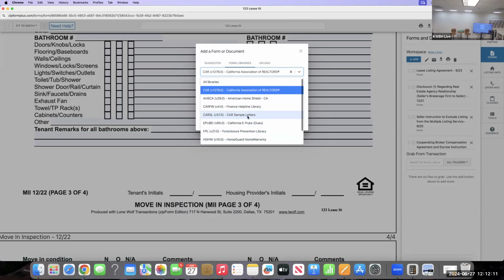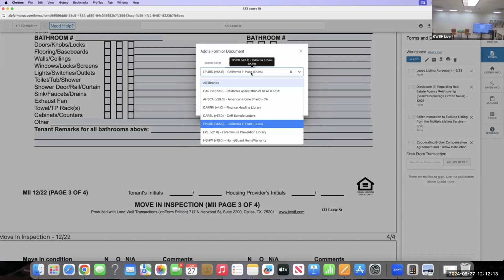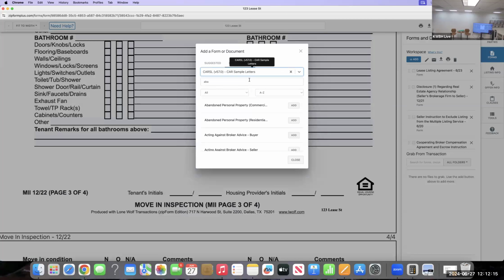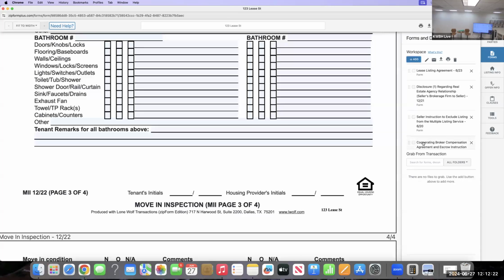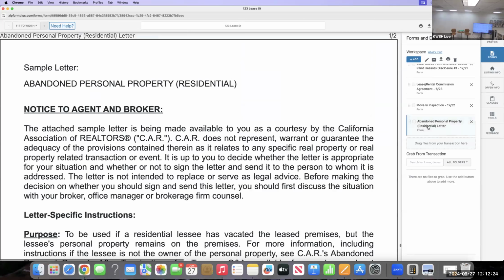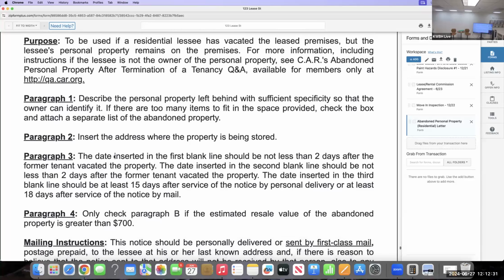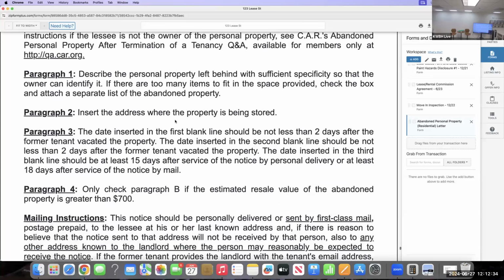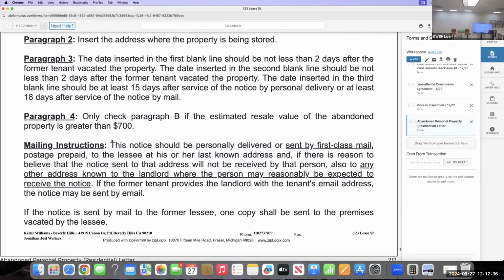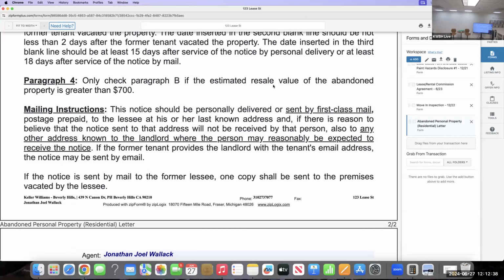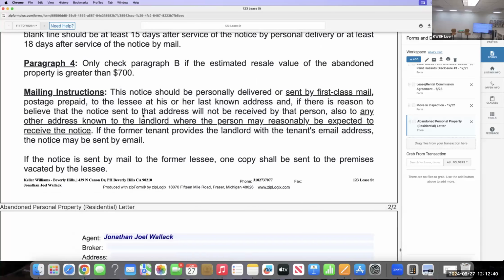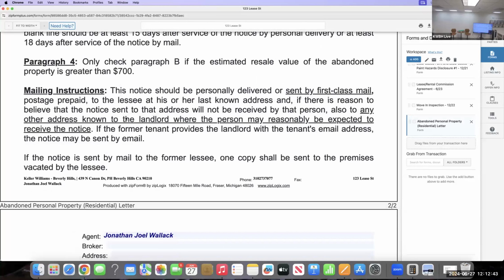So we're going to go to CAR sample letters: abandoned personal property commercial, abandoned personal property residential. So here's the form: abandoned personal property, notice to agent and broker. Sample letters are being made available as a courtesy by CAR. Describe the personal property left behind, and insert the address where the property is being stored. Only check paragraph B if the estimated resale value of the abandoned property is greater than $700. The notice should be personally delivered or sent by first class mail.